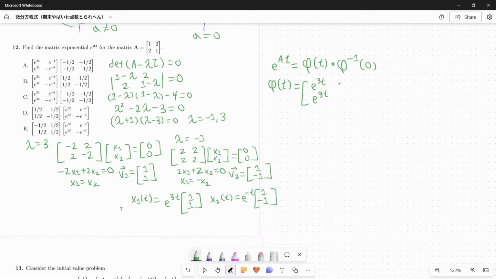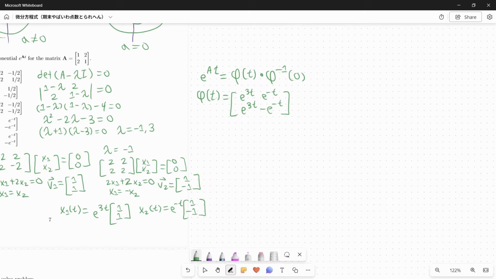And so we end up with a fundamental matrix that looks like this, where we have e to the 3t, e to the 3t, e to the negative t, and negative e to the negative t, like this. And now we can start focusing on finding the inverse of our fundamental matrix.